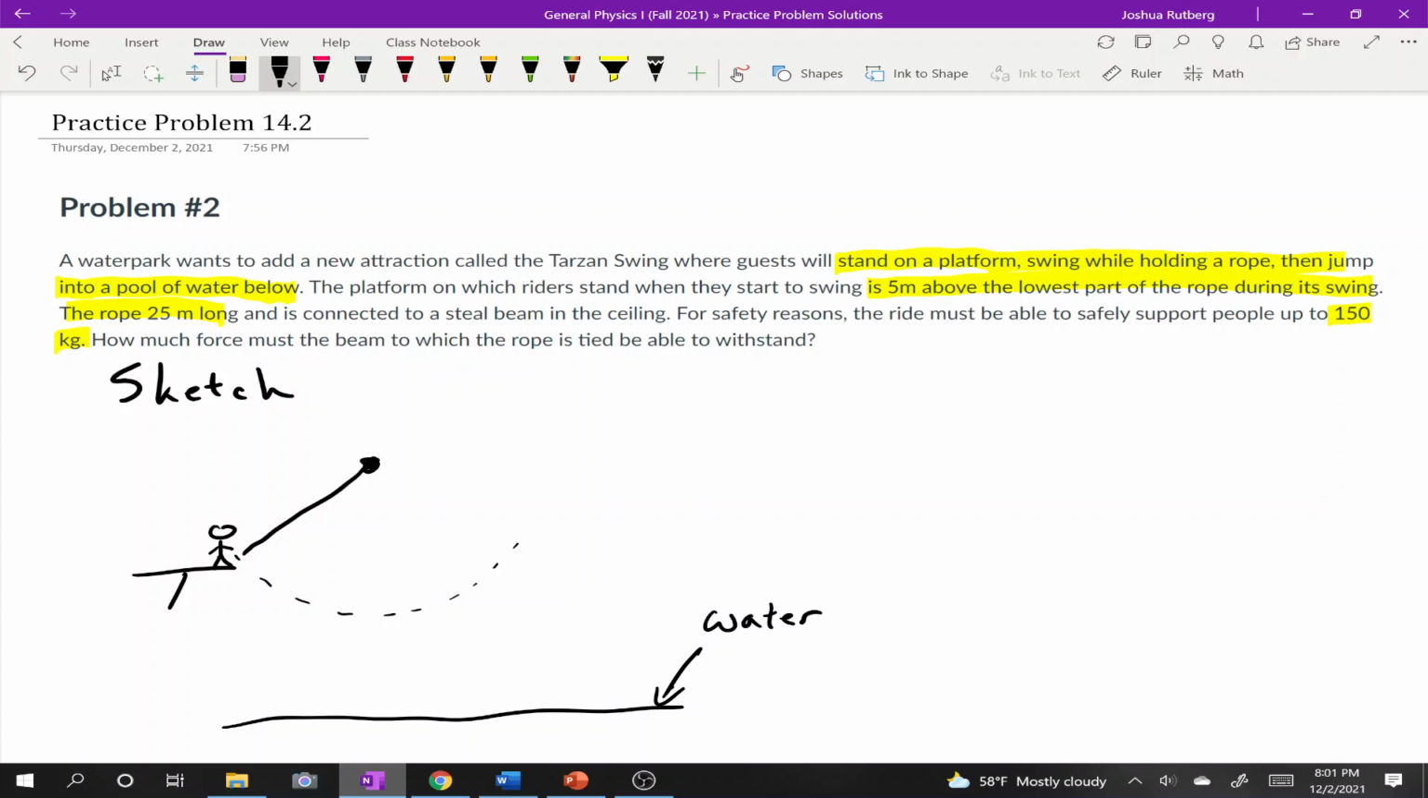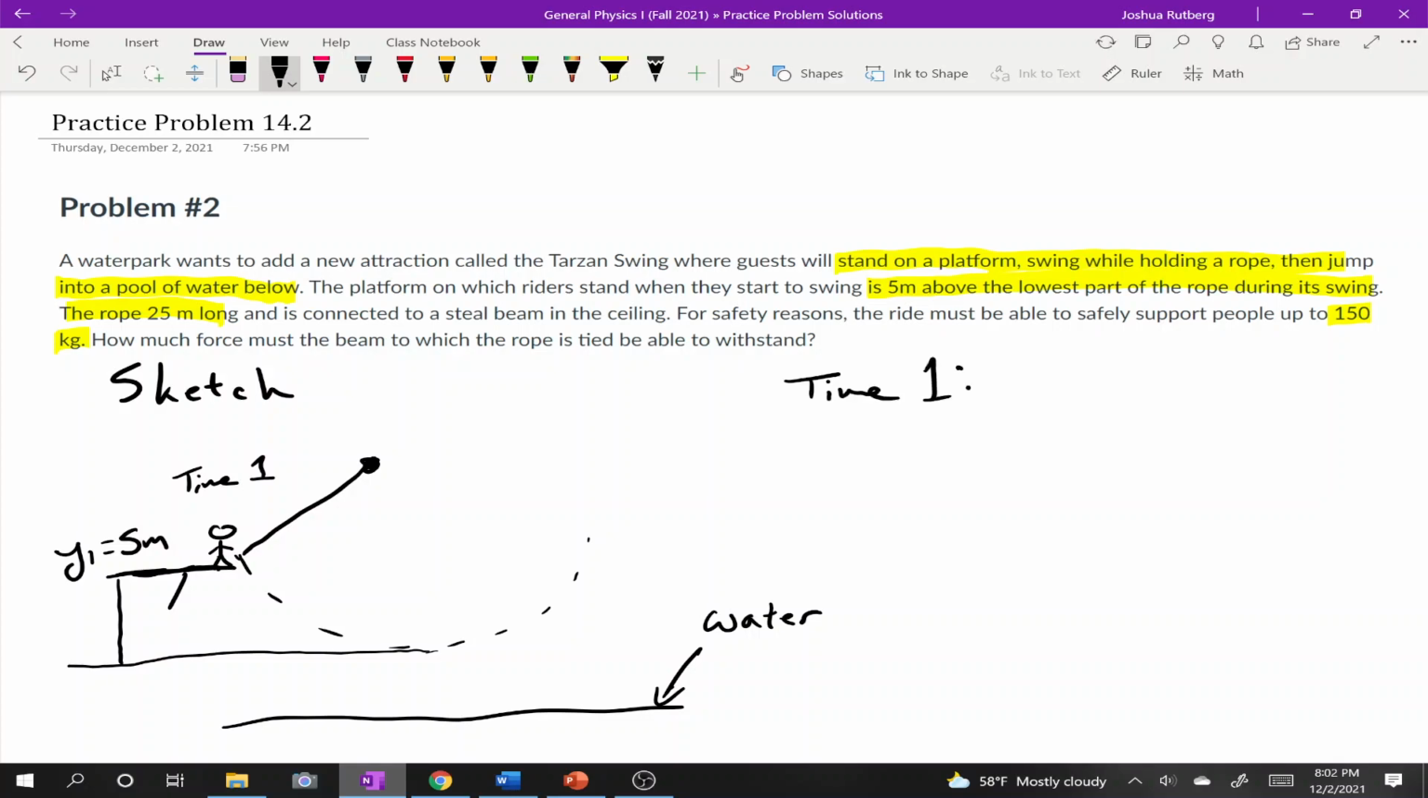So this is how I understand the situation. And let me exaggerate my circle a little bit here to make my sketch a little bit easier. There we go. Okay. So what are we told? We are told that the platform right here is 5 meters above the lowest part of the swing. So let's call this the initial height, 5 meters. And then this will be our time 1, when the person is standing on the platform.